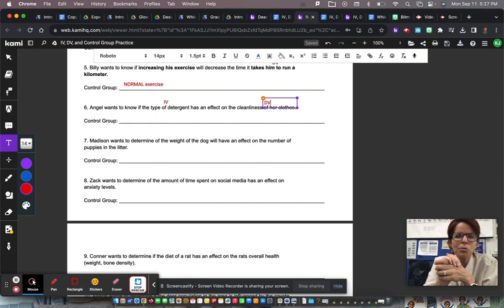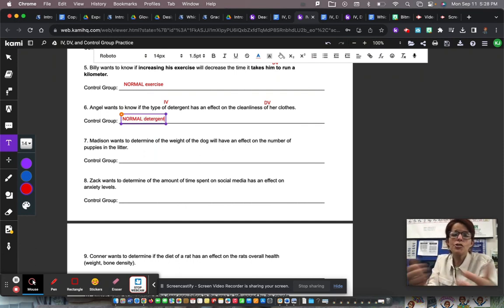So what's the control group? That's a little tricky because you wouldn't normally, like, I think clothes, we're usually washing them in something. So let's say her control group is her normal detergent. And then what she's going to change is she's going to try different types of detergent and compare them to her normal detergent. The control group gives us something to compare to.